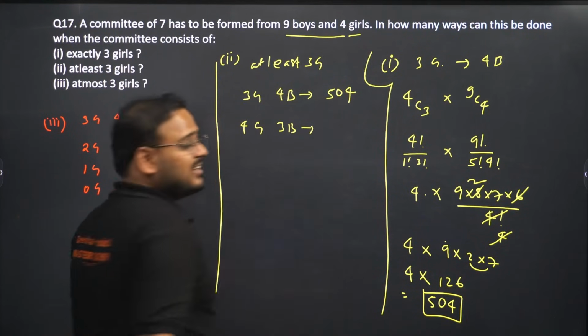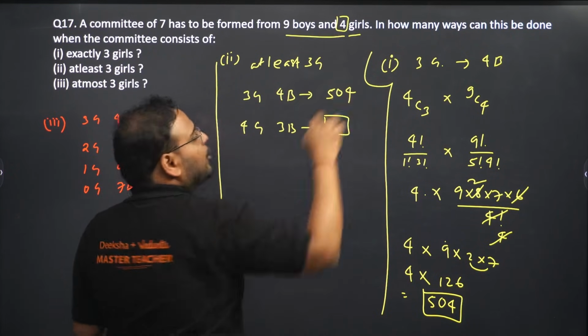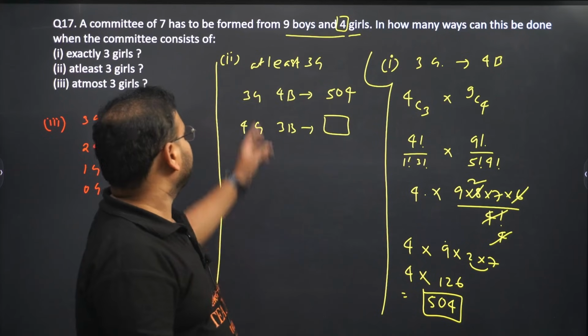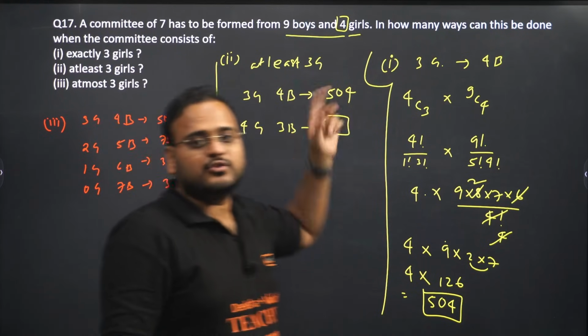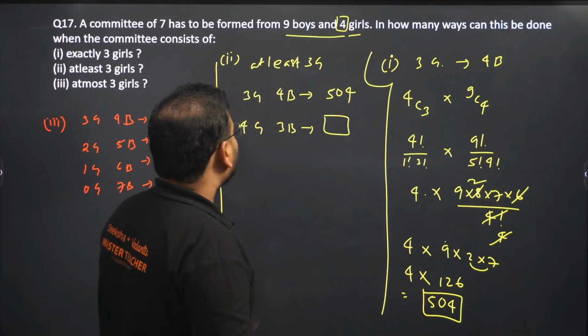Can you do anything other than this? No, because we have maximum of 4 girls only. You cannot go 5 and anything like that. Because I have to pick at least 3, right? So it means I have to go 3 and 4 only. 3 girls 4 boys is 504. We have to find out 4 girls 3 boys.